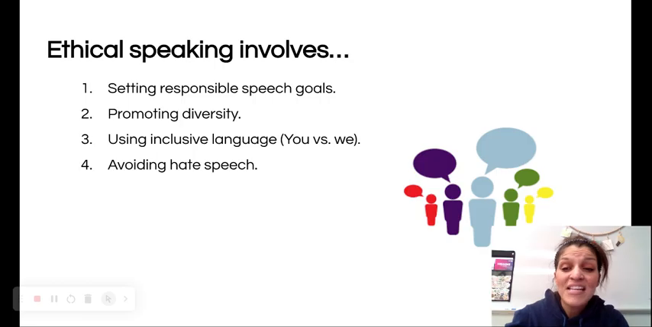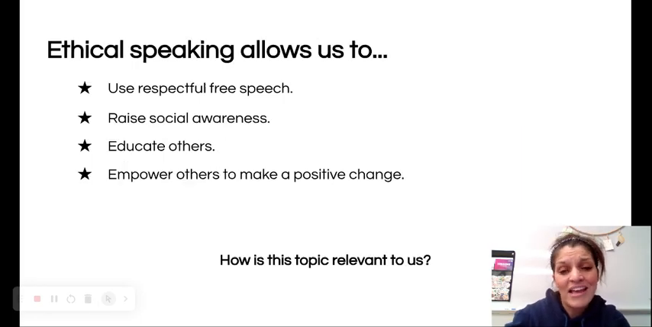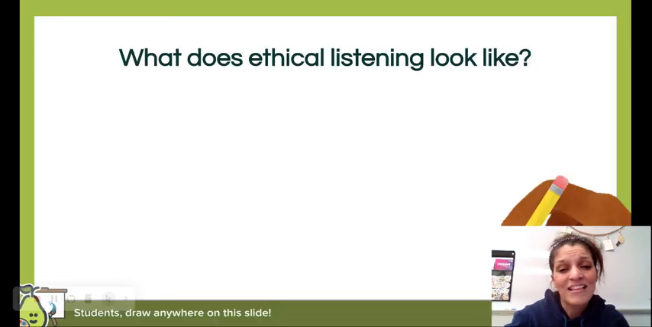Ethical speaking involves setting responsible speech goals, promoting diversity, using inclusive language like you and we, and avoiding any hate speech. Ethical speaking allows us to be respectful, raises social awareness, educate others, and empowers positive change. So if we want to have an impact with our words, if we want to be persuasive, we need to follow these ethical speaking guidelines.